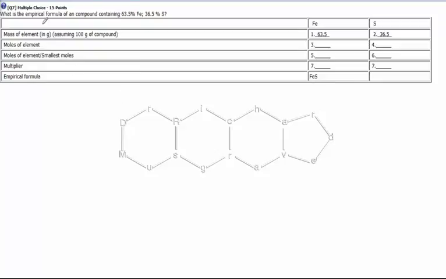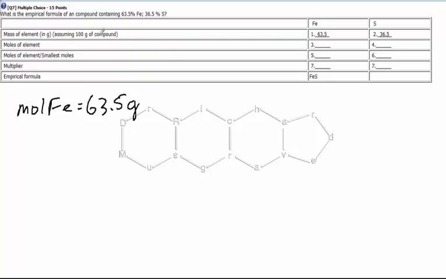Okay, so for this one, what is the empirical formula of a compound containing 63.5% iron, 36.5% sulfur? So what we're looking for here is a mole ratio between these two. So the first thing we want to do is figure out the number of moles we have of each. So moles of Fe is going to equal 63.5 grams.